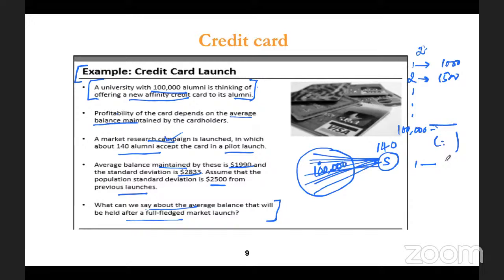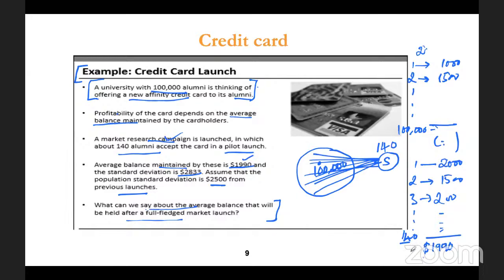First student, let's say 2,000 is the average outstanding balance. Second student, 1,500. Third student, 2,200. Like that, for all 140 students, we have collected the data. Now the average of these 140 students came out to be $1,990, and the standard deviation is 2833.